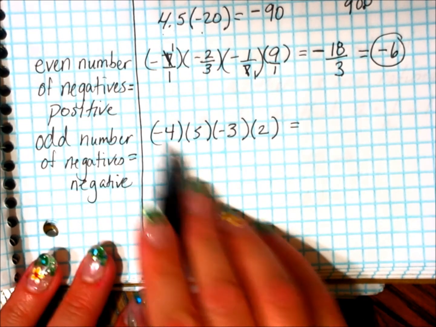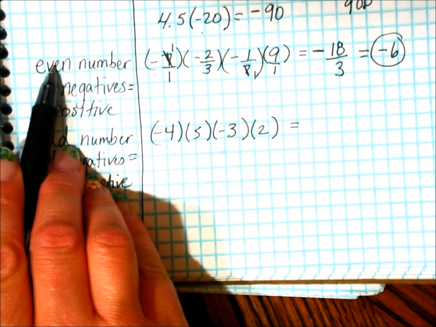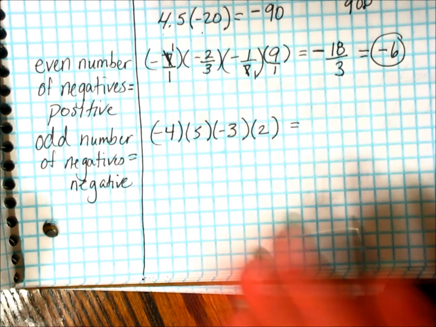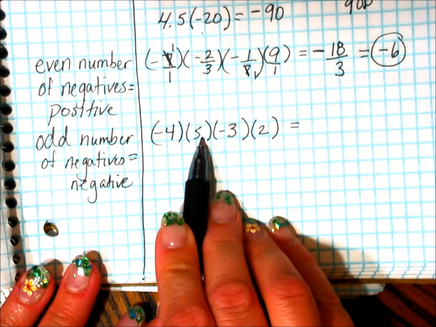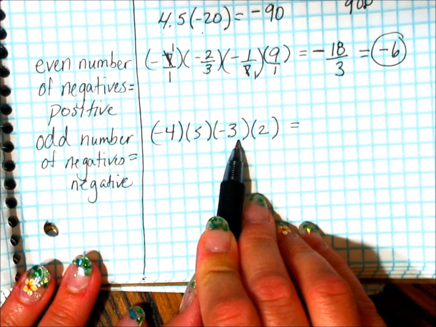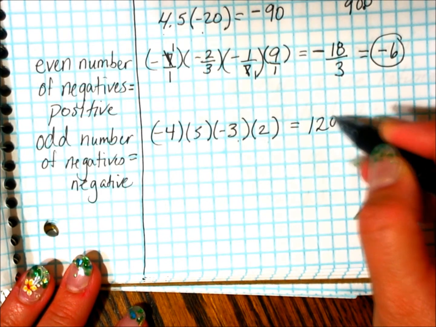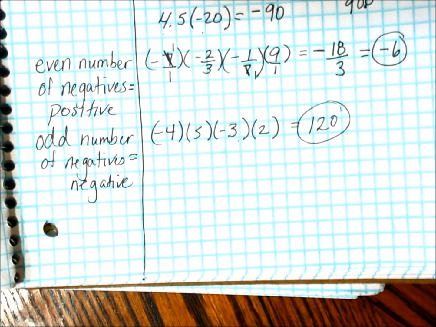So coming down here, I have 2 negatives. That's an even number of negatives, so my answer will be positive. I can now just ignore the symbols and just work with the numbers. 5 times 4 is 20, times 3, 60, times 2, 120. So a negative times a negative is a positive, and then you add all those positives.